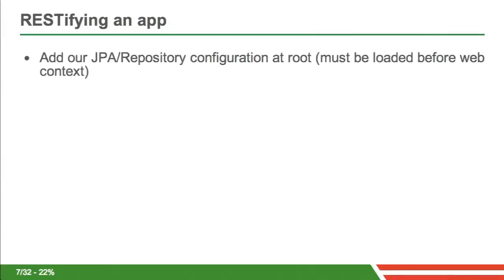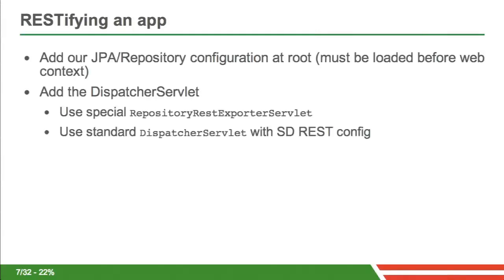So if we start with just a plain repository application, we can restify it by simply adding a web configuration, putting our repository configuration as being the root context, so that everything is loaded and instantiated like it needs to be before the exporter comes along to look for things.